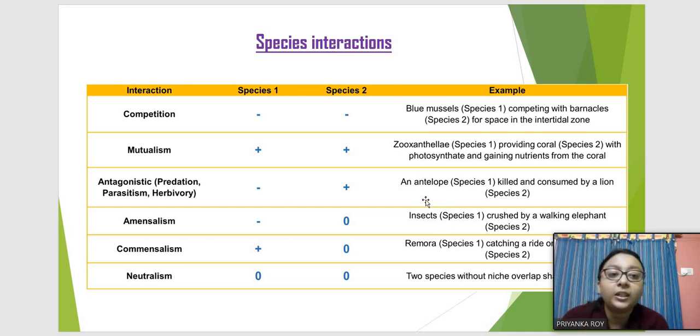An example is given here, an antelope killed and consumed by a lion. So lion is obviously the species 2, the predator, and antelope is the species 1, the prey.